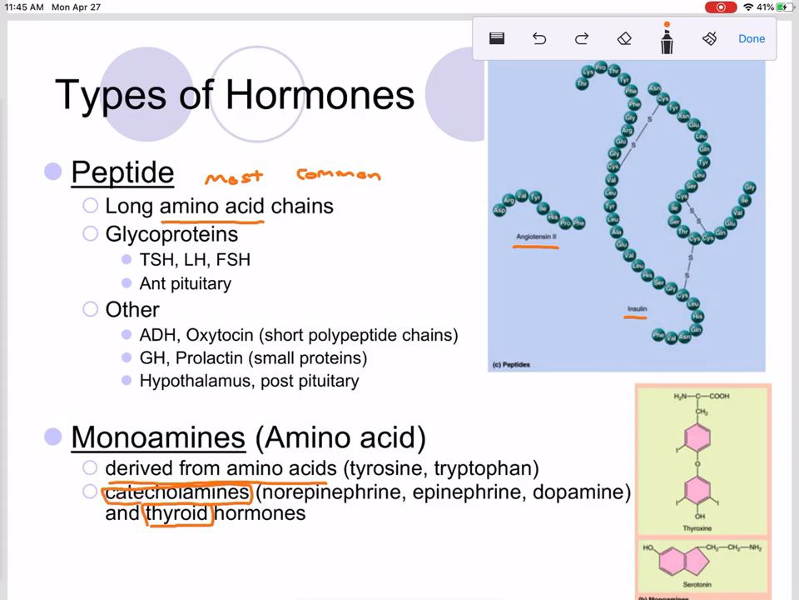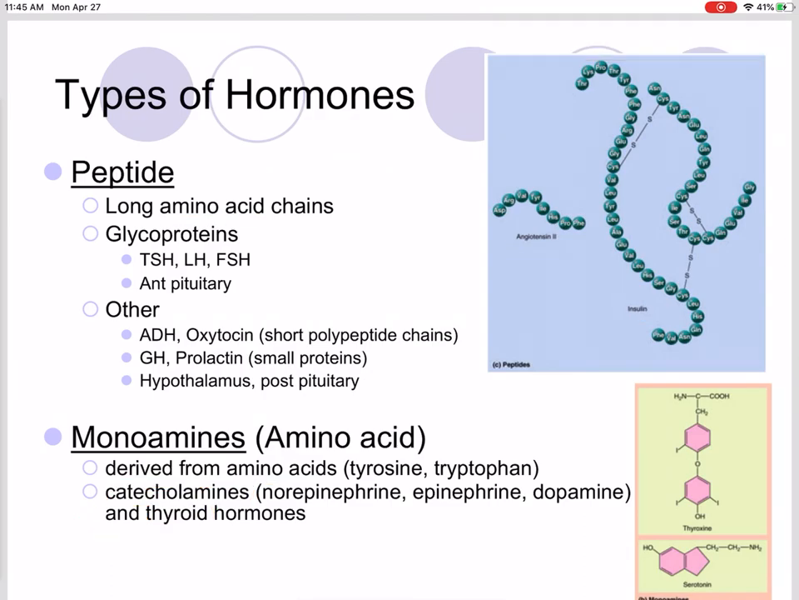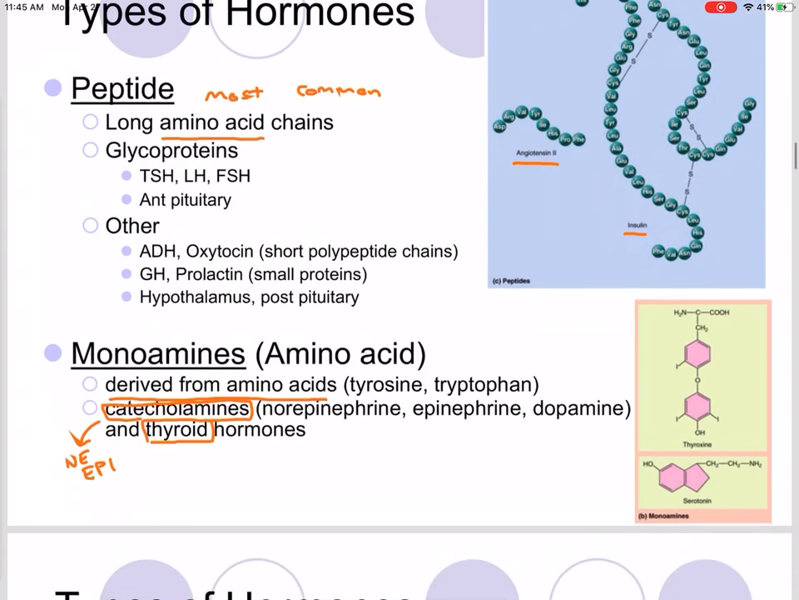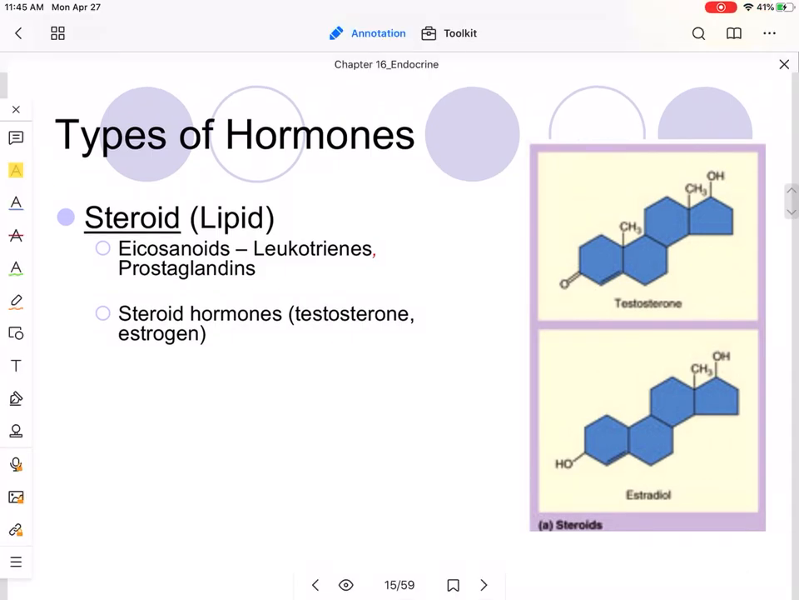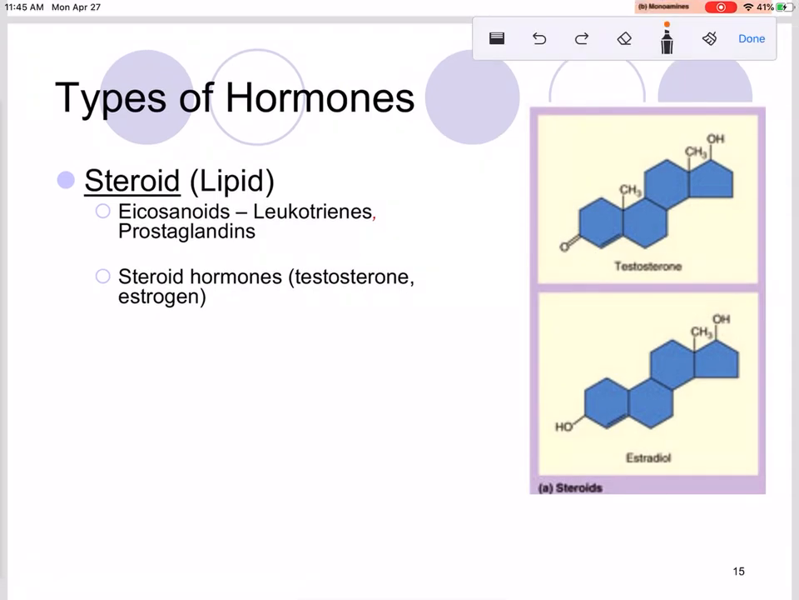Examples that I want to say for monoamines are going to be the thyroid hormones and those catecholamines that I mentioned. Catecholamines are the norepinephrine and epinephrine that are released from the adrenal medulla. Okay, so monoamines, a smaller category of hormones that are derived from amino acids, and examples would be the catecholamines and the thyroid hormones.